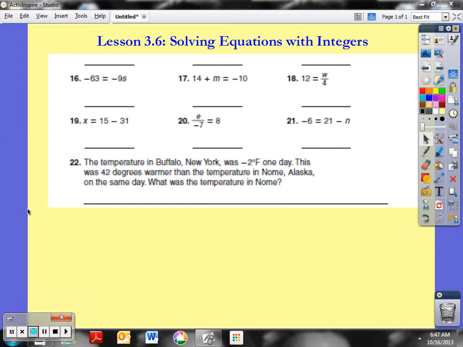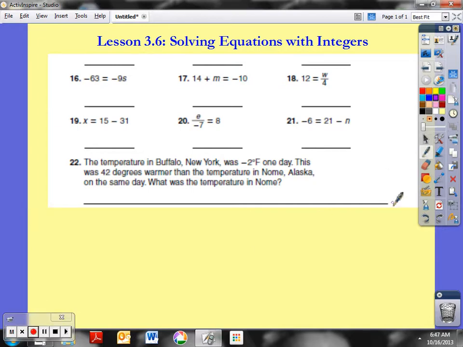Mr. Giomini. I'm going to show you a couple examples from lesson 3.6, solving equations with integers. We did some of these in class today, or some similar to this, I should say. You also see some similar to this on your evening practice tonight from lesson 3.6, practice C. So if you need a little refresher, here we go.